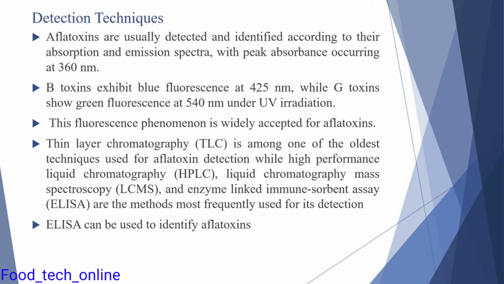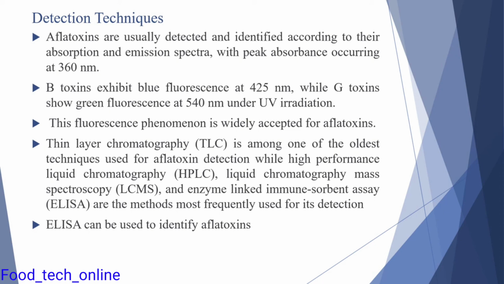Coming to the detection techniques of aflatoxin, aflatoxins are usually detected and identified according to their absorption and emission spectra, with the peak absorbance occurring at 360 nanometer, and the B toxins exhibit blue fluorescence at 425 nanometer, while the G toxins show green fluorescence at 540 nanometer under UV radiation. And this fluorescence phenomenon is widely accepted for aflatoxins, and thin layer chromatography is one of the oldest techniques used for aflatoxin detection, while high performance liquid chromatography or HPLC, liquid chromatography mass spectroscopy or LCMS, and enzyme linked immunosorbent assay or ELISA are the methods commonly used for the detection of aflatoxin. ELISA can also be used to identify which type of aflatoxin is present.